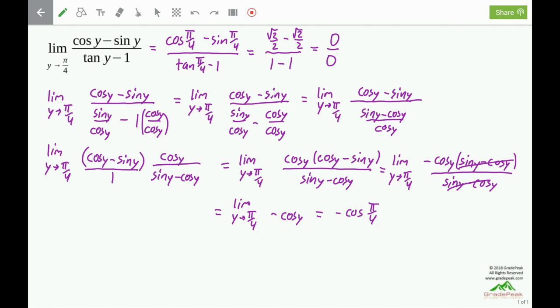So I have the negative of cosine of pi over 4. The cosine of pi over 4 is root 2 over 2, so we have negative root 2 over 2.